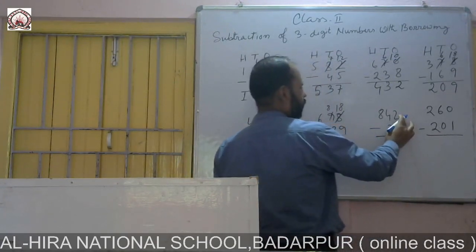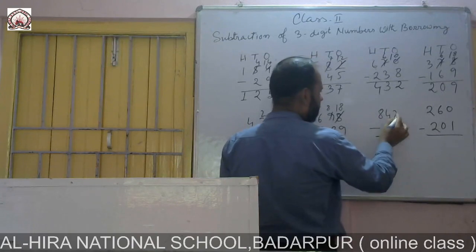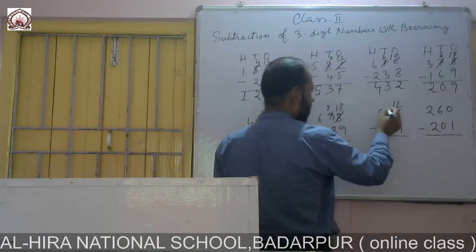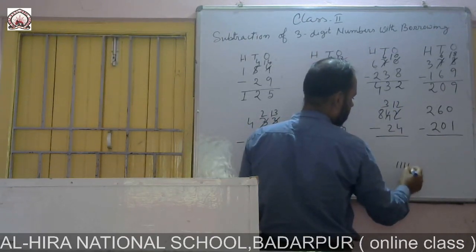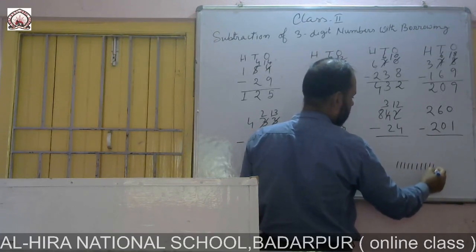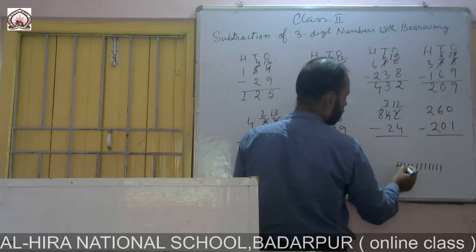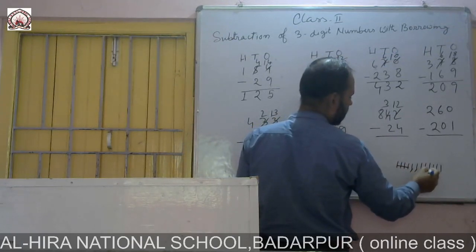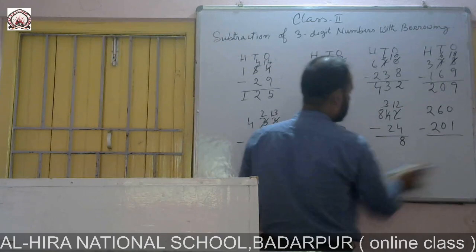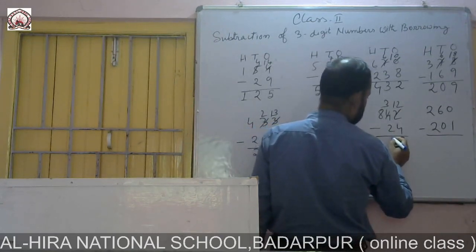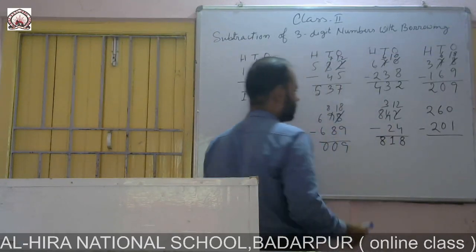there is 2. 2 minus 4 cannot, because 2 is small and 4 is big. We borrow 1, then there is 12, and there remains 3. 12 minus 4: 12 lines, cut 4, remain 8. Here 8. Then 3 minus 2 is equal to 1, and there remains 8.